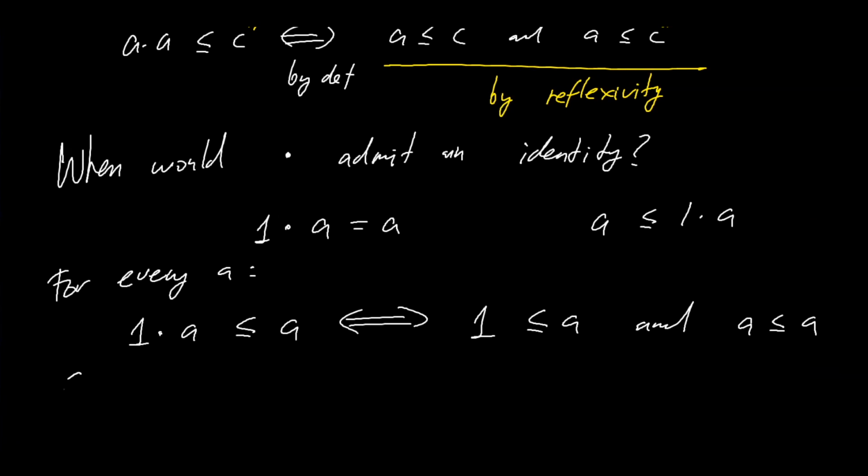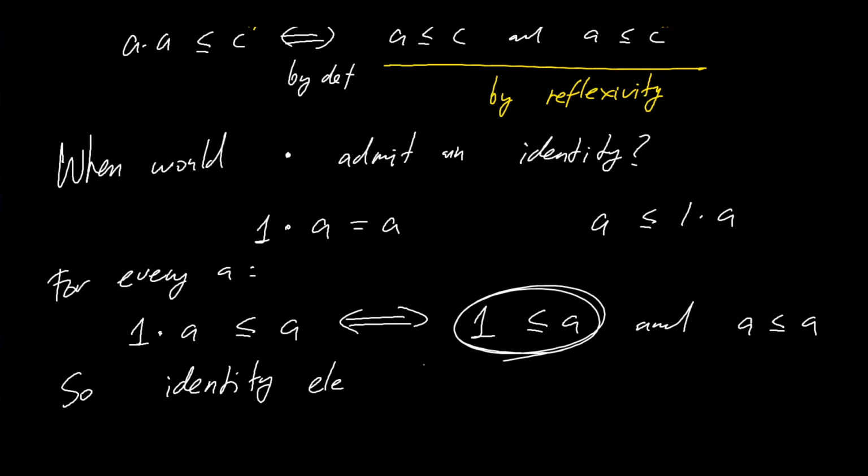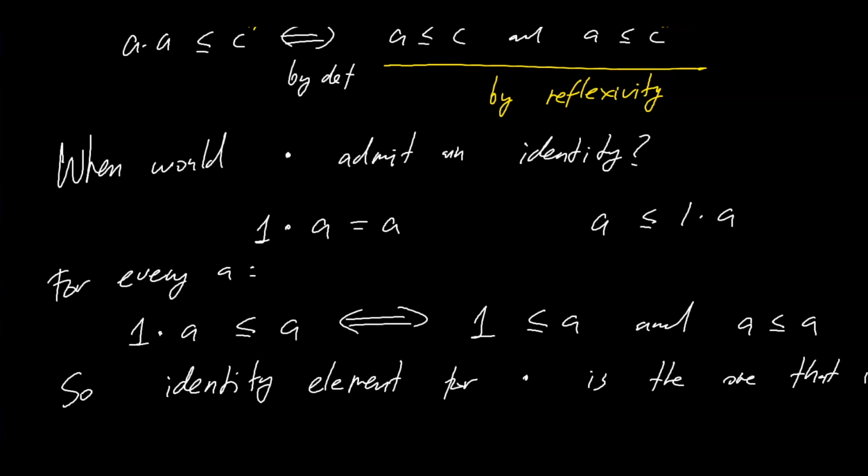So we conclude now that, I mean, what does this say? It's an element that's the bottom element of the partially ordered set, right? The smallest element. So the identity element for dot is the one that is the smallest element of the partially ordered set.